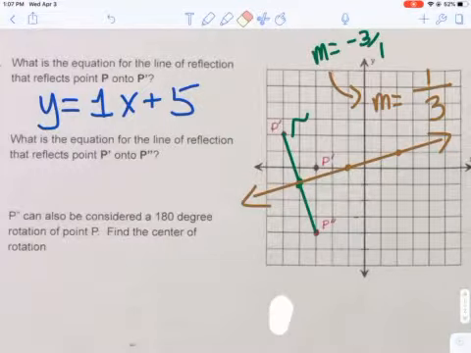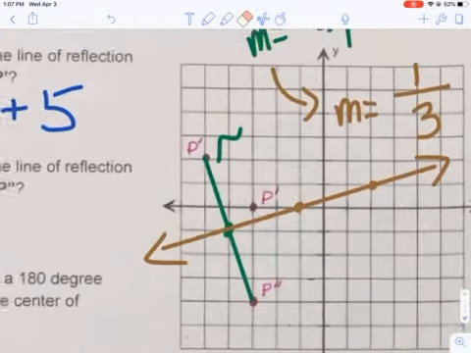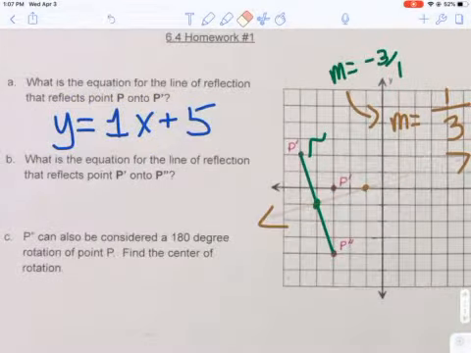Okay, I've got my line of reflection now. Now I have to write an equation for it. This is going to be a little tricky, so hang in there. A lot of you might be inclined to just try and estimate what you see here. I wouldn't recommend that.